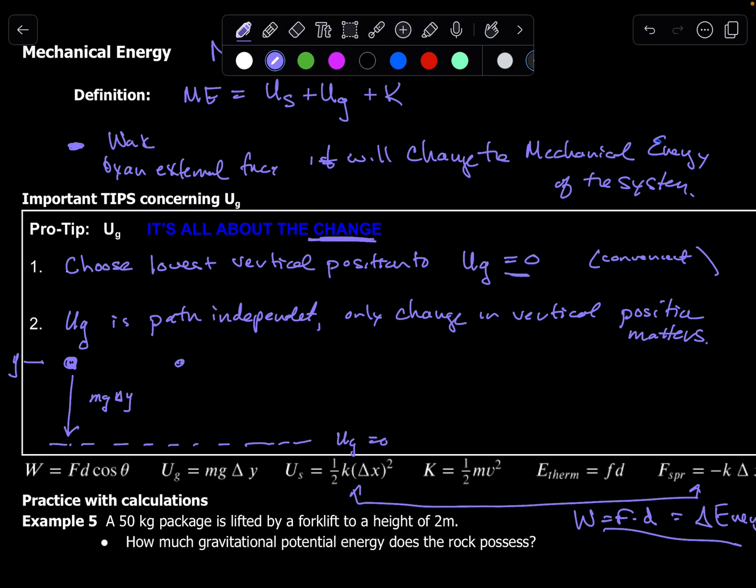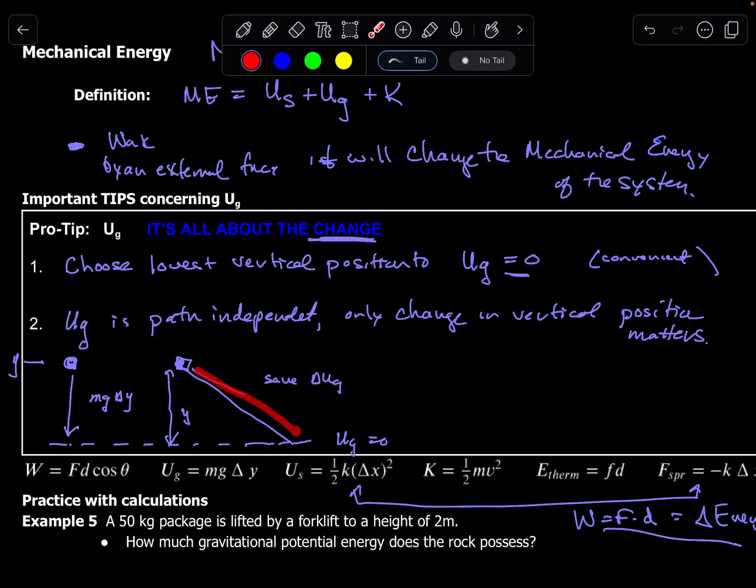I could take the same block and let it slide down a ramp. As long as this ramp is still the same y height, it will have the same change in gravitational potential energy as it goes from the top of the ramp down to the bottom, right? So again, this is what we mean by path independent. If it goes down the ramp, it is the same gravitational potential energy as if I dropped it.